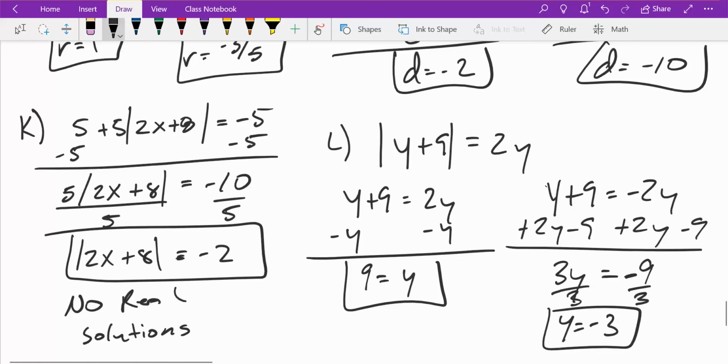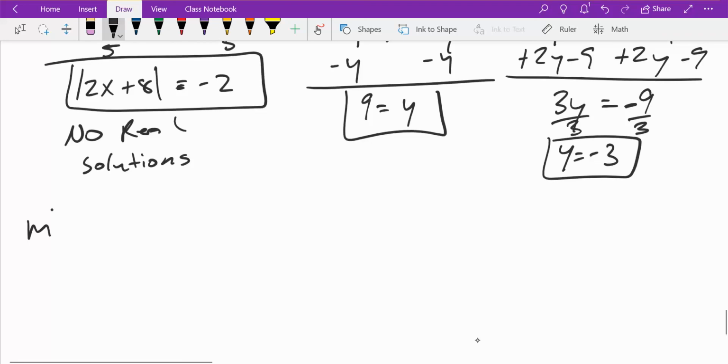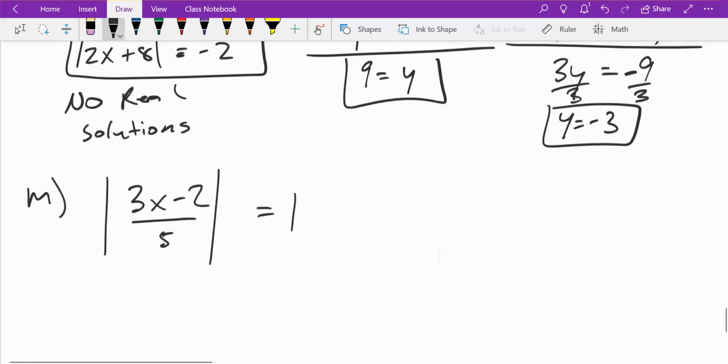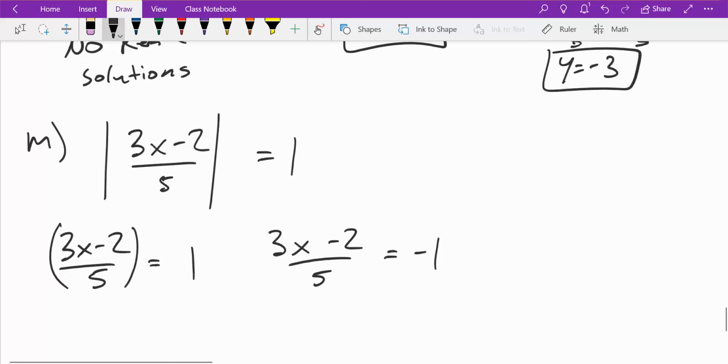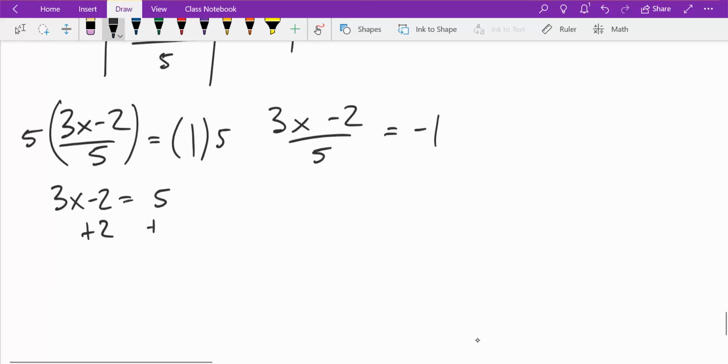L, M. M says the absolute value of 3x minus 2 divided by 5 equals 1. So we've got the absolute value, so this is going to be 3x minus 2 divided by 5 equals 1. And 3x minus 2 divided by 5 equals negative 1. So what do we need to do? Well, this whole operation is being divided by 5, so I can undo dividing by 5 by multiplying by 5. I get 3x minus 2 equals 5. Add 2. 3x equals 7. Divide by 3. X equals 7/3.